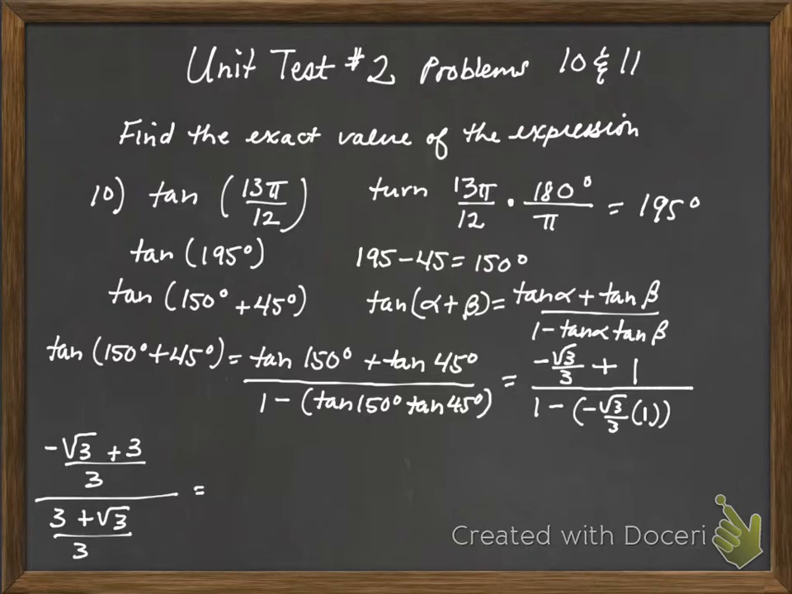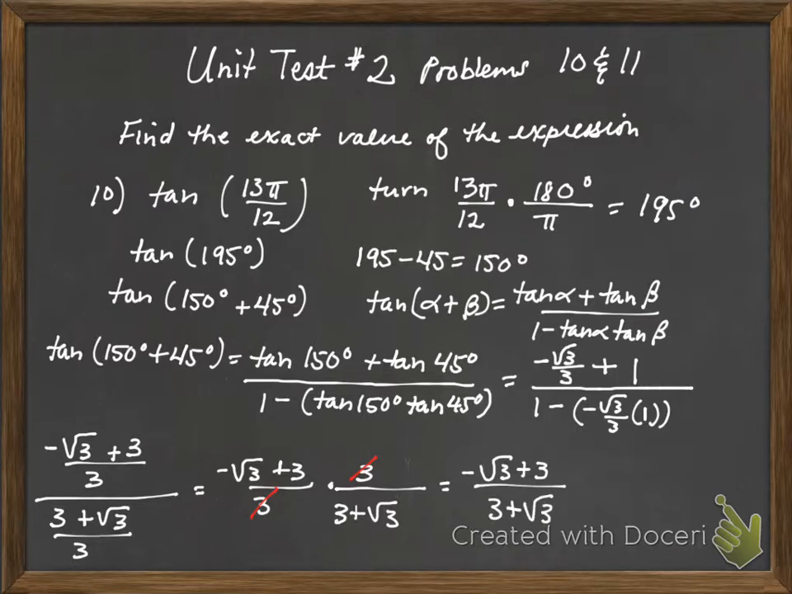Now, let's make this look a little bit better. So negative radical 3 plus 3 over 3 times 3 over 3 plus radical 3. We can simplify the 3's down, those go away. So I'm left with negative radical 3 plus 3 all over 3 plus radical 3. Unfortunately, I cannot cross these out because they're binomials. The only way you can simplify a binomial is if it's exactly the same. If you look on the answer key though, this answer doesn't show up. So that means we're going to have to do something. We're going to have to rationalize this.